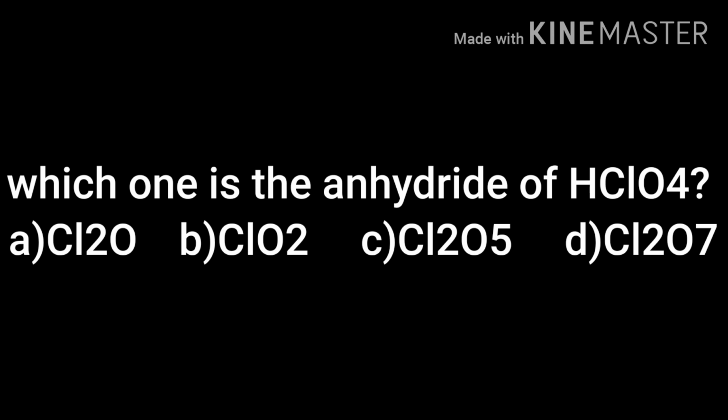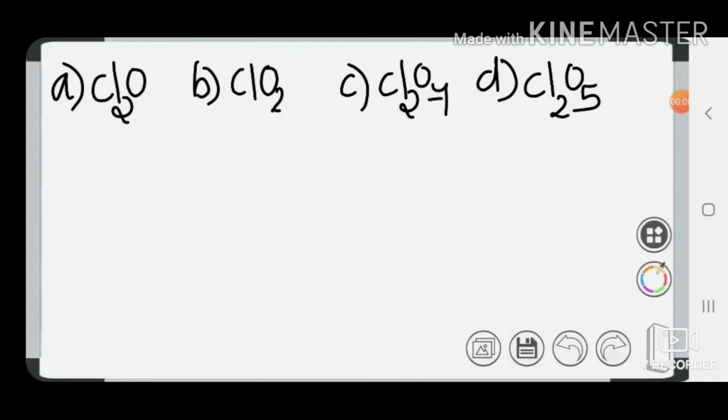The next question is: which one is the anhydride of HClO4? HClO4 is an oxoacid of chlorine. The options are Cl2O, ClO2, Cl2O5 or Cl2O7. We want to find the anhydride of HClO4. What do you call an anhydride? Anhydride means without a water molecule. That is, we want to remove a water molecule from HClO4.